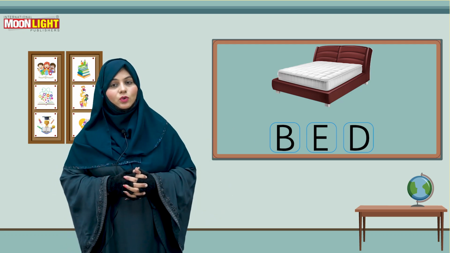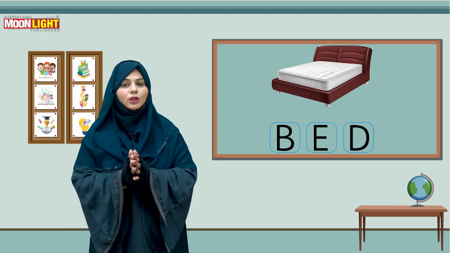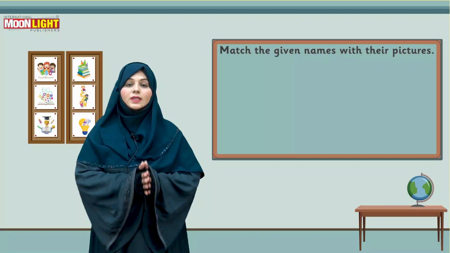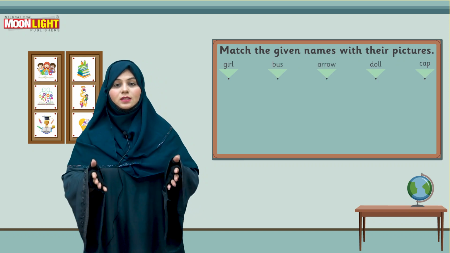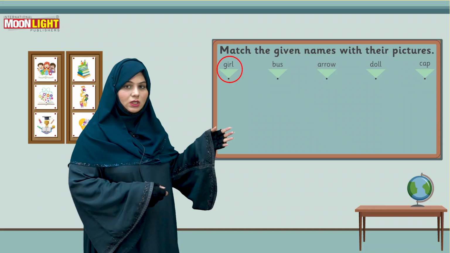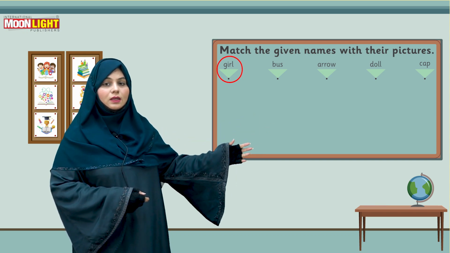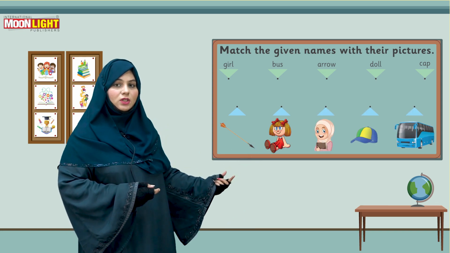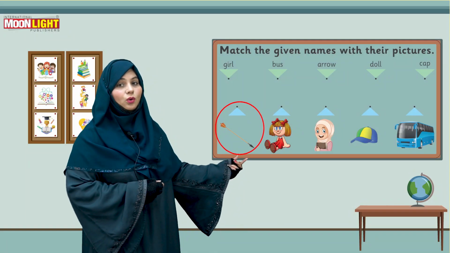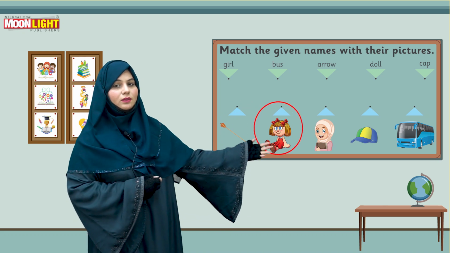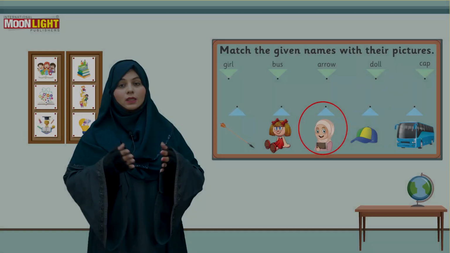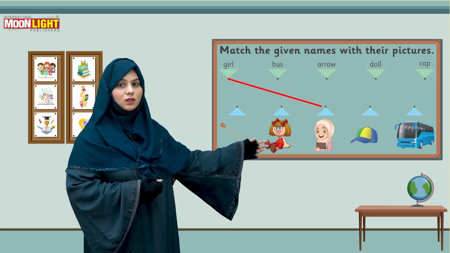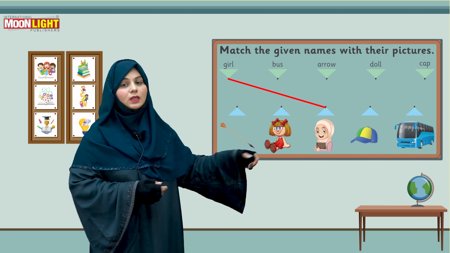So kids, this was our writing portion, but now we are going to do an activity. We have to match the words with their pictures. Words are mentioned over here. The first word is girl. G-I-R-L. Girl. So we have to find out girl from here. The first picture is of an arrow, and the second one is a doll, and the third one is a girl wearing a scarf. We are going to match the word girl with the picture. So take out your pencil and match it neatly.